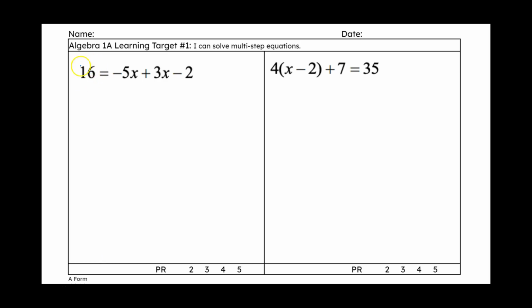In this first question, I've got 16 equal to negative 5x plus 3x minus 2. And I notice here on one side of the equal sign that I have two terms of x. Those are like terms that we can combine. I've got negative 5x's and I'm adding 3 more x's. So altogether, that combines to negative 2x's. So we can rewrite this equation now in a simpler form. I'm going to bring down my 16 equals. Now instead of negative 5x plus 3x, it's negative 2x. And then we've got that minus 2 that can come down as well.